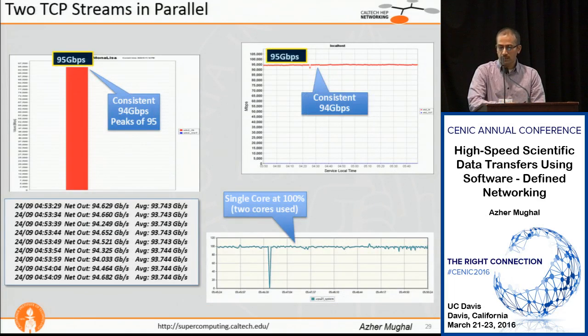With further fine-tuning, we can see that using 2 TCP streams in parallel, we can go at around 94, 95 gigabit per second, using the minimum number of just 4 cores altogether.